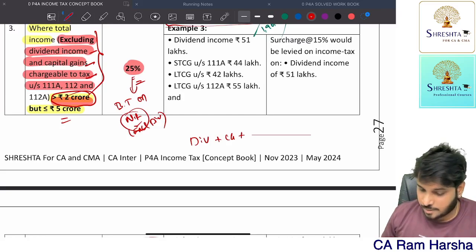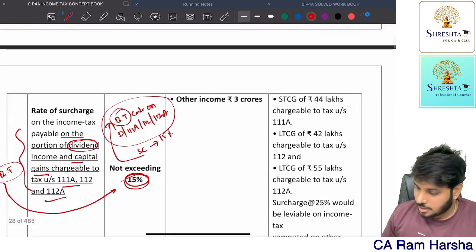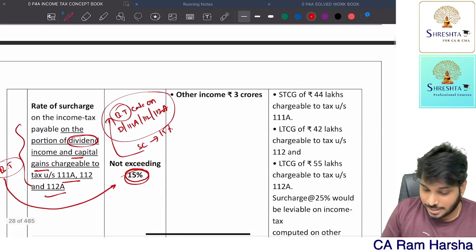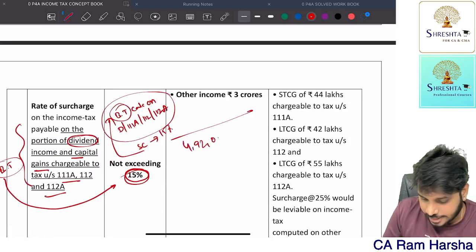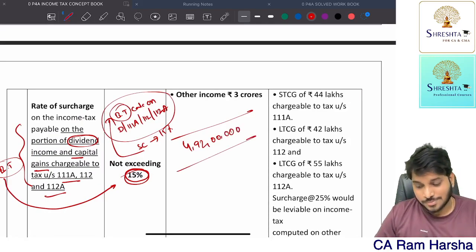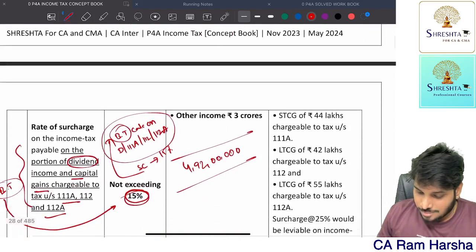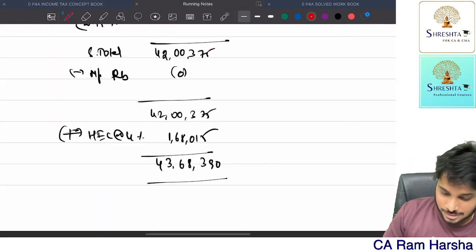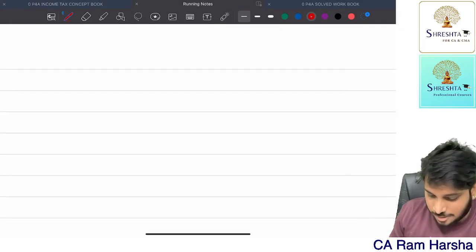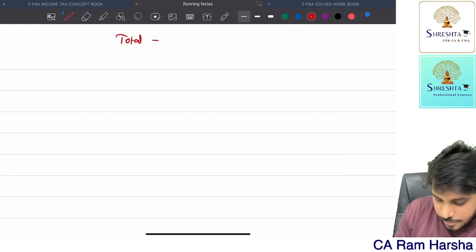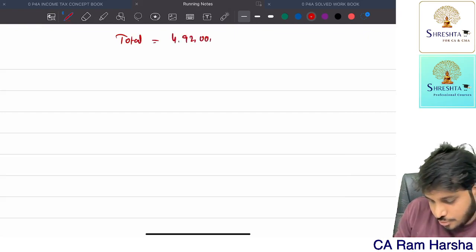So let us compute total income in the third example. 51 lakh dividend income, 44 lakh short-term capital gain, 42 lakh long-term capital gain, 55 lakh 112A, plus 3 crore. So total income is 4 crore 92 lakh. Oh my god, so much. The total income is how much? 4 crore 92 lakh. So let's compute now. The total income in this scenario is 4 crore 92 lakh.